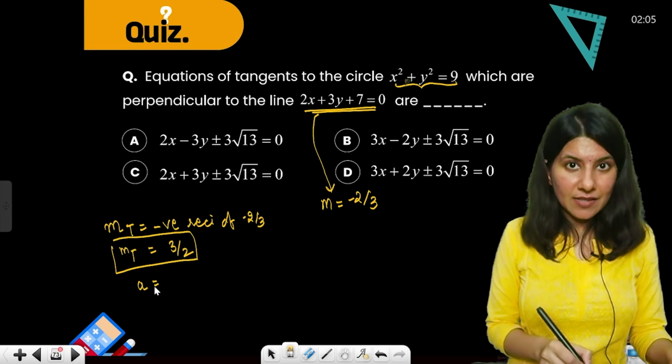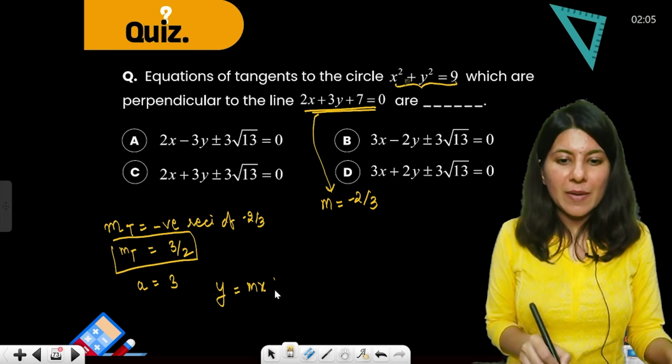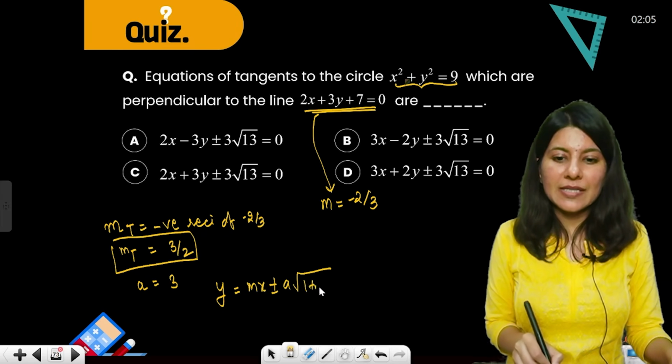Your radius a is 3 again. So now you just write down the equation y is equals to mx plus minus a square root 1 plus m square.